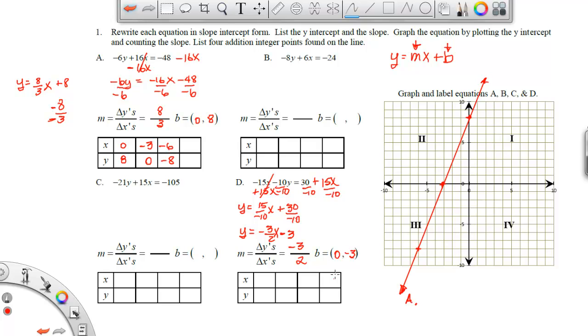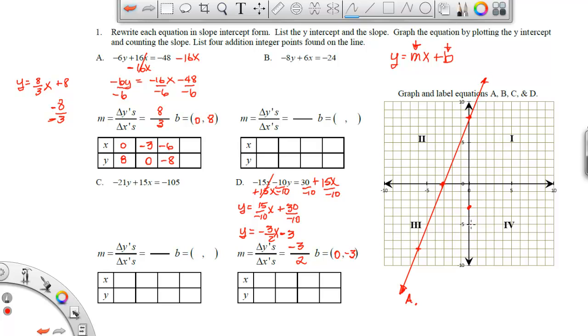So let's go ahead and plot our y-intercept, and then we'll count the slope. Now this says I go down 3 to the right 2. So I go down 3, because it's a negative going down from the y-intercept, and I'll go to the right 2. So we plot a negative 3.